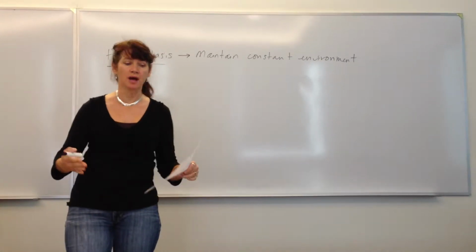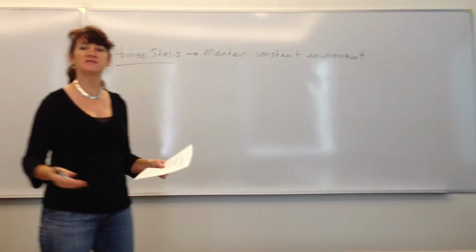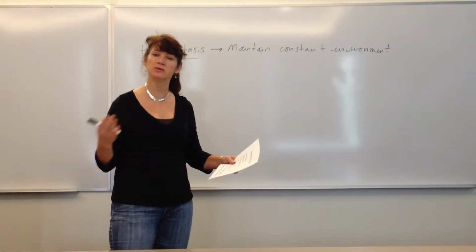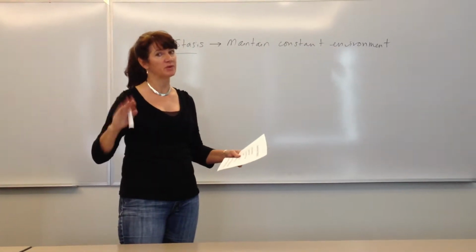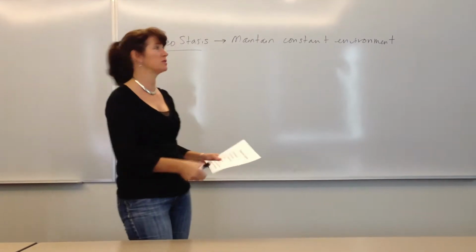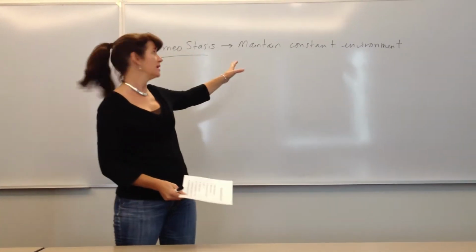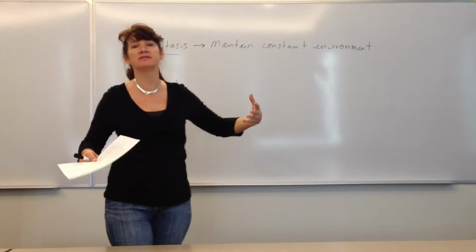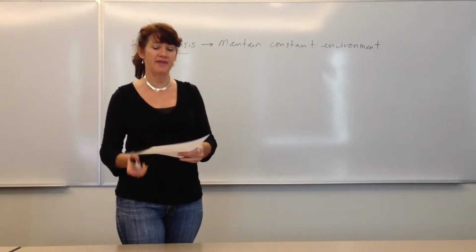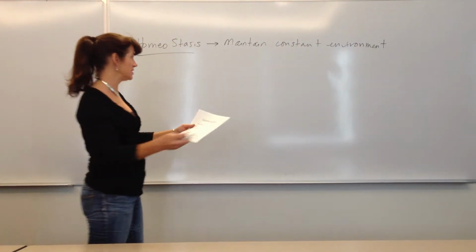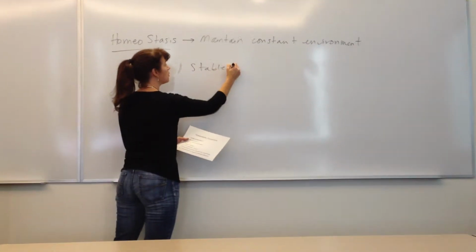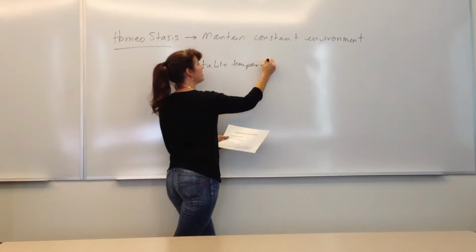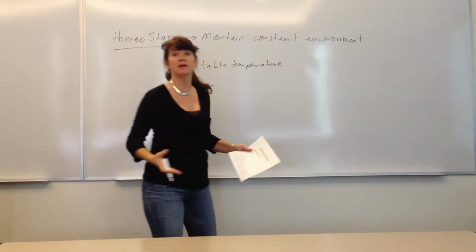So this first little lecture is for homeostasis, and it's just to give you a little addition and to make you think about, with each unit, these same parameters. So homeostasis is basically maintaining a constant environment in the body. And there are 8 parameters that you need to think about. One of them is stable temperature. So for instance, if you have a fever, that's not a stable temperature.